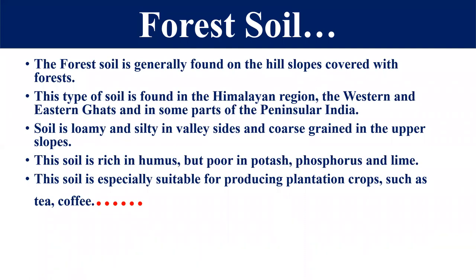The main feature of this soil is that it is loamy and silty in the valley side, that is, in the lower hills. But it has coarse grains when we reach the hilly areas. When we go to the valley side, the soil is loamy and fertile. But when we go to the upper slope area, the particles of this soil become coarse, and due to this the fertility decreases there.